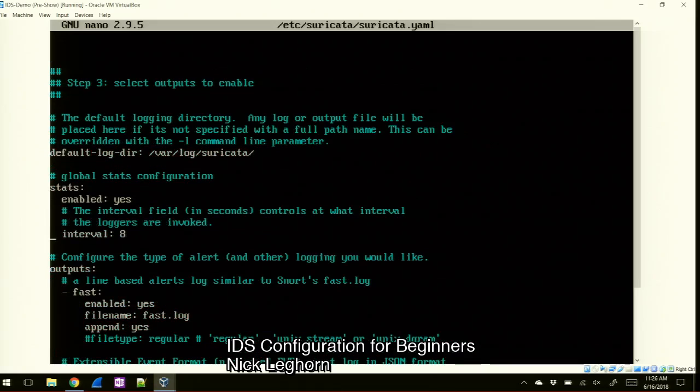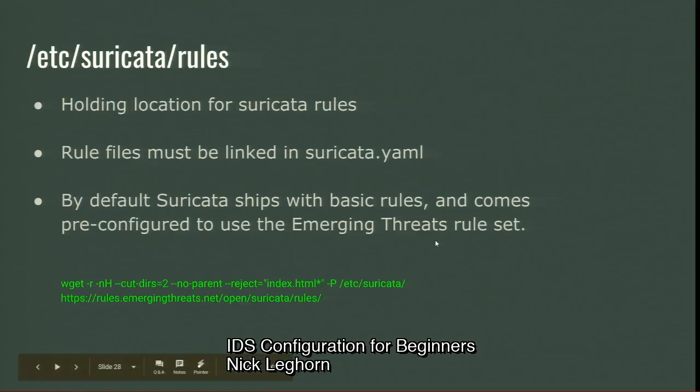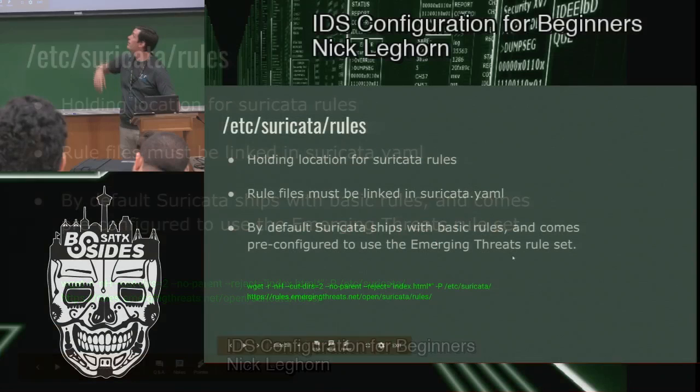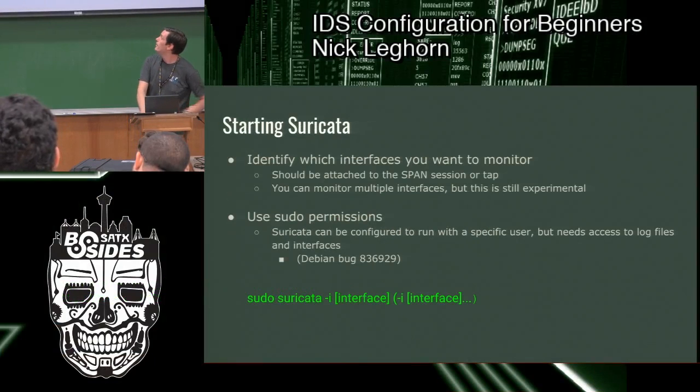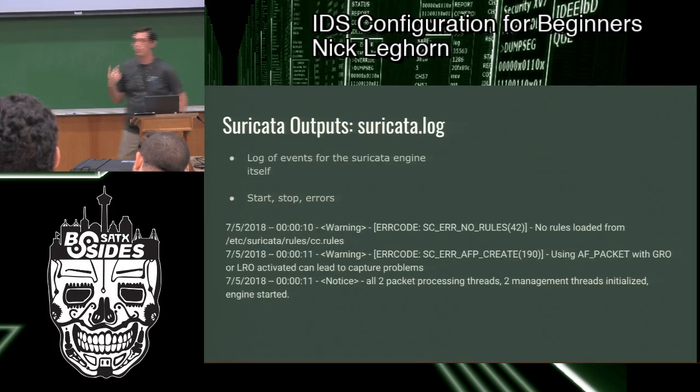Okay, so outputs. We've got a good idea of how it gets its input, right? It comes from the tap, it watches the traffic, it does things, and then it tells you. But how do you want it to tell you what's going on? There are different formats, different options. I think I'm gonna skip ahead. Like I said, /etc/suricata/rules is where you get that. So we'll skip ahead a little bit to this.